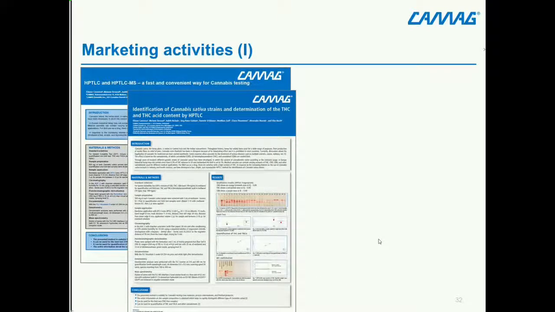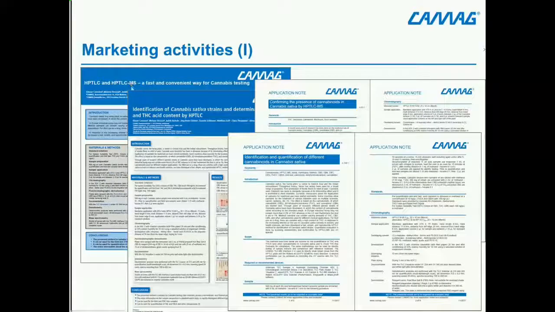Okay, so we have also done certain marketing activities to distribute our methods. We have presented posters at the HPTLC symposium in Berlin this year, and one at the Cannabis Science Conference in the US this year. Then we have the two application notes, one on the HPTLC-MS, where you have the separation of the cannabinoids but no migration of cannabinoid acids.